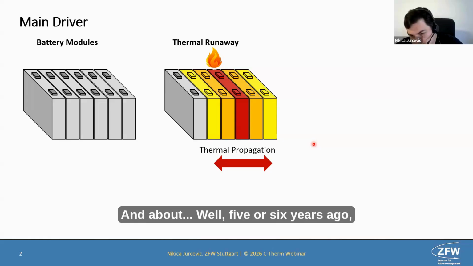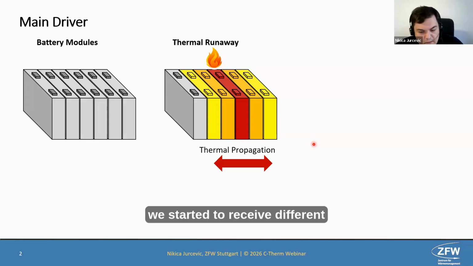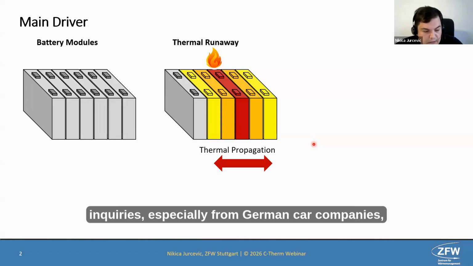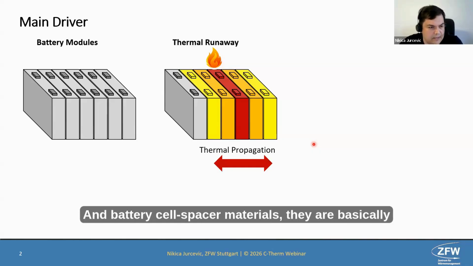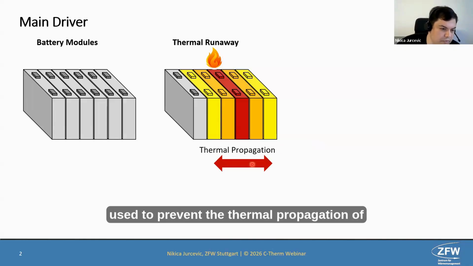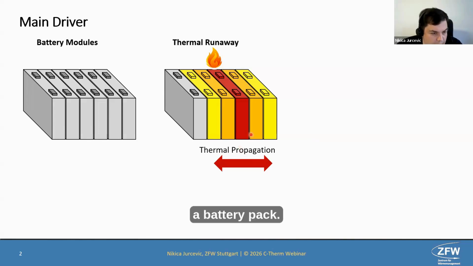And about 5 or 6 years ago, we started to receive different inquiries, especially from German car companies, regarding the characterization of battery cell spacer materials. And battery cell spacer materials are basically used to prevent the thermal propagation of a battery pack.